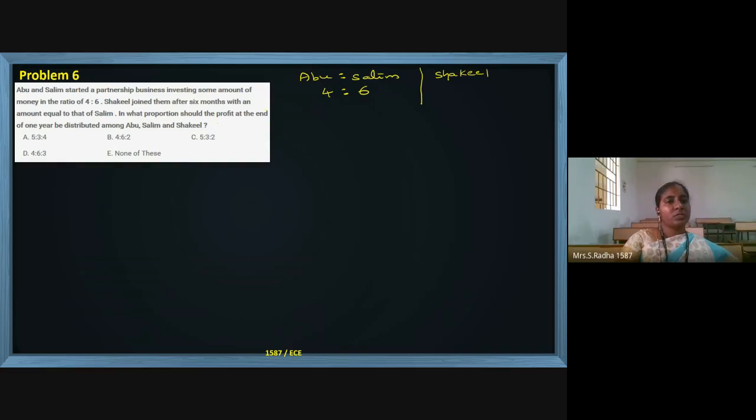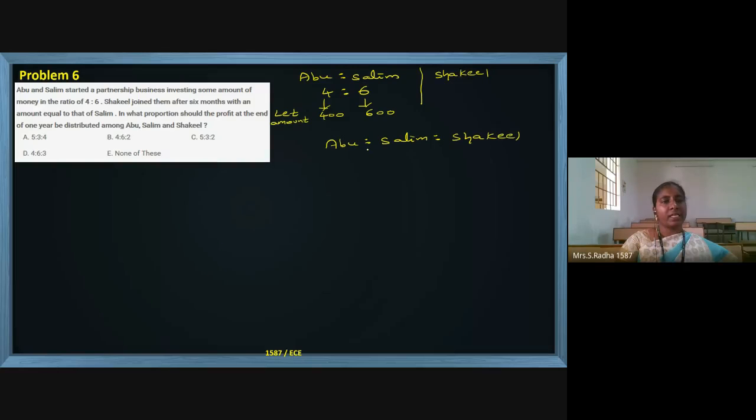In what proportion should the profit at the end of 1 year be distributed among Abu, Salim and Shakil? Okay. So because the investment value is not known, I will take it as 400 and 600. Let the investment amount be 400 and 600.